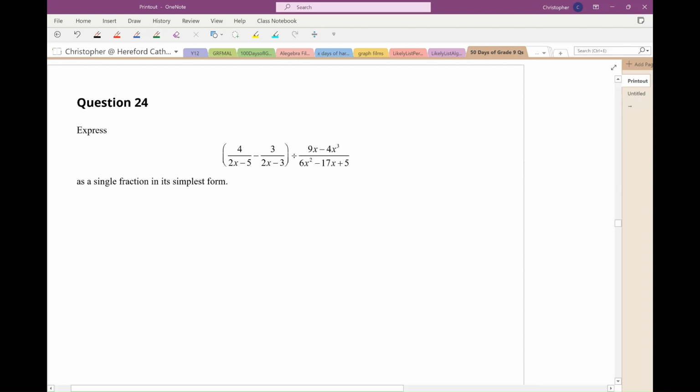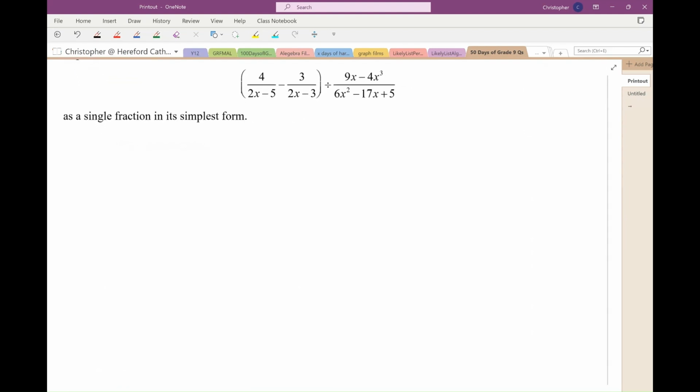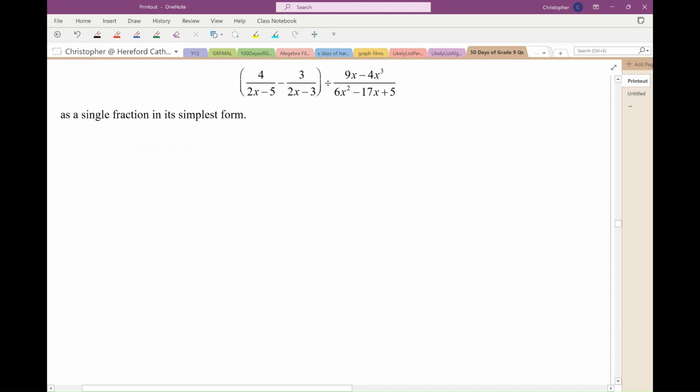Express that as a single fraction in its simplest form. Crikey, they're going to make us work for our marks here. Now, the first thing to do is probably to work out that in its simplest form, to subtract those two algebraic fractions. So what have I got here? I've got 4 over 2x minus 5, and I've got to subtract 3 over 2x minus 3. So I'm going to write them with a common denominator.